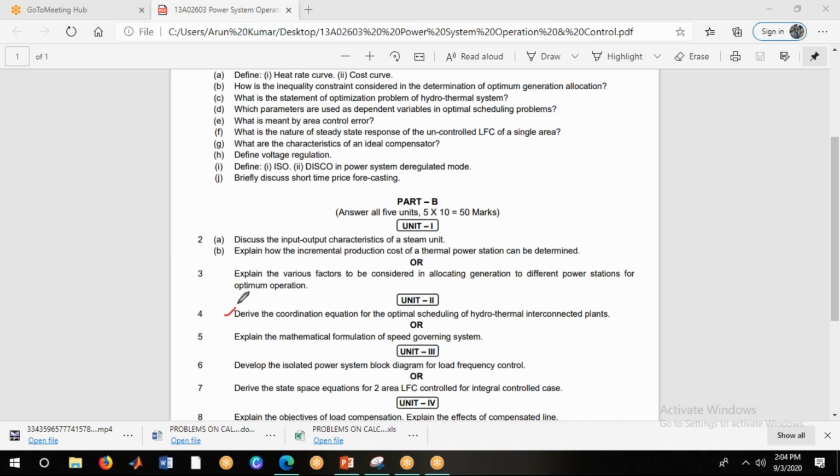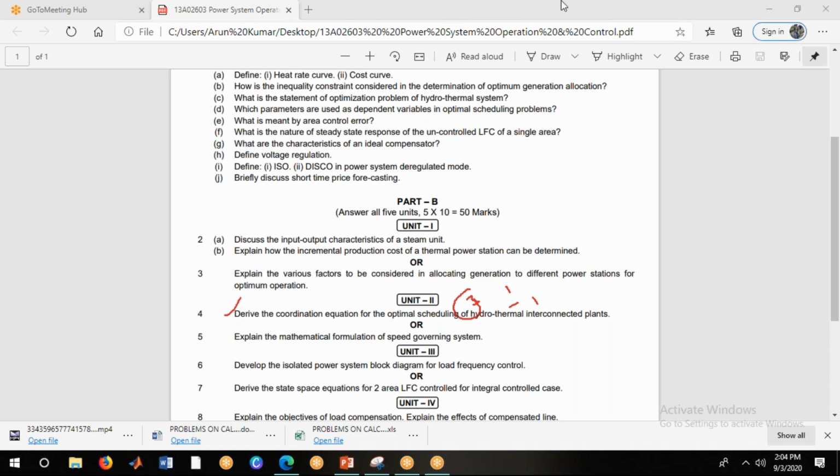So in that, see here: derive the coordination equation for optimal scheduling of hydrothermal interconnected plants. So we have to formulate how the scheduling will happen, how we can make the scheduling among these two, hydro and thermal. And there are three parameters involved. I already told you the three parameters: inflow, discharge, and storage. We have to make the formulation using these three parameters. Then we have to coordinate how we can form the scheduling among these two plants. So this is the direct question for 10 marks.